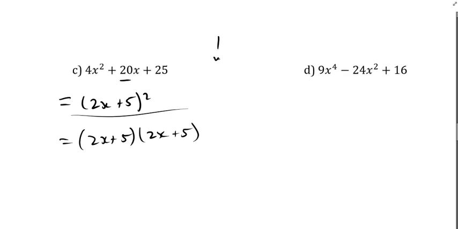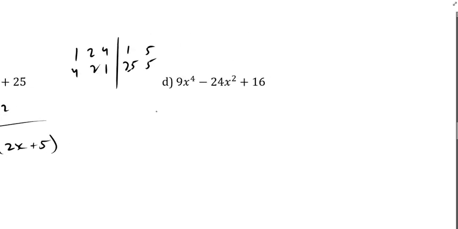If I wanted to do it like this, 1 and 4, 2 and 2, 4 and 1, 1 and 25, 5 and 5, and start looking, you could do that. But once you get this, it's way faster. Okay, last one.